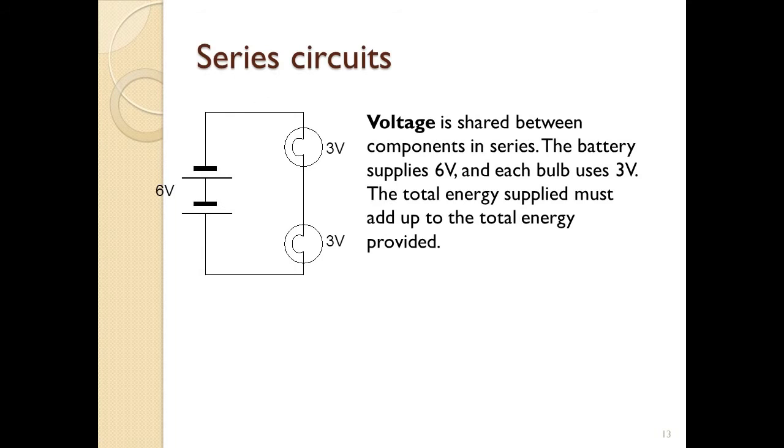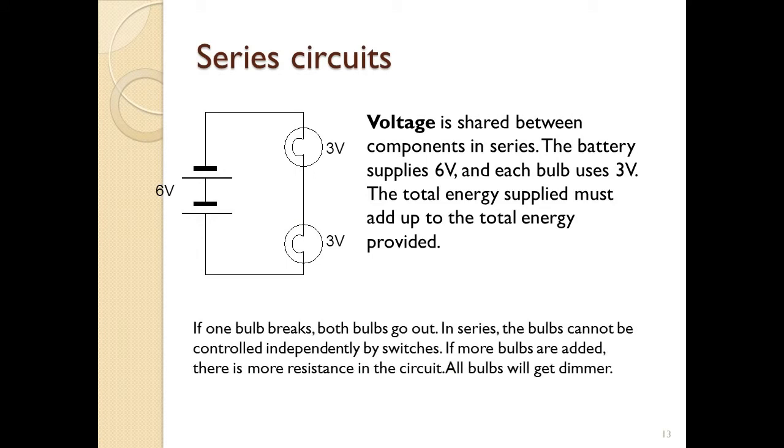Voltage is the energy used per unit charge. And in series, the voltage is shared between the components. Here, the battery supplies 6 volts. So 6 volts of energy per coulomb are supplied, and that means that 6 volts of energy must be used up by these components. If the two components are identical, then they'll have the same voltage across them. But either way, the voltage of these two must add up to the voltage supplied.